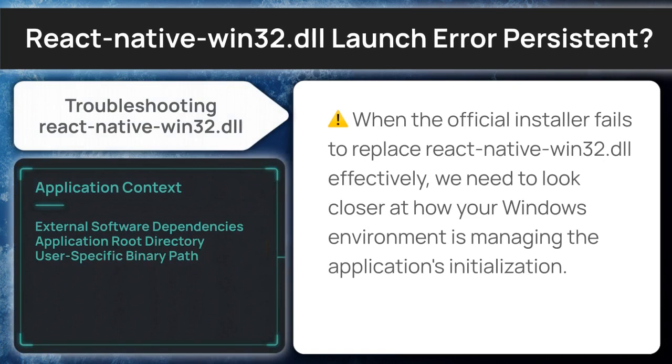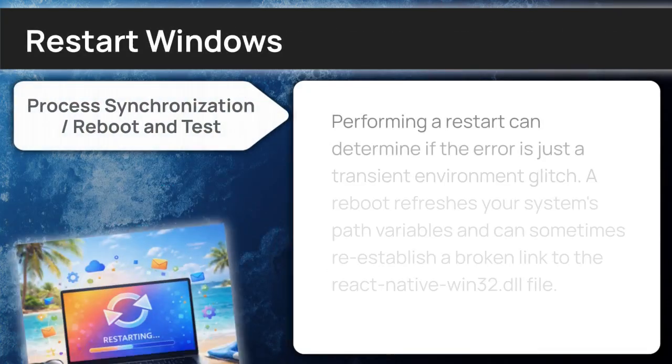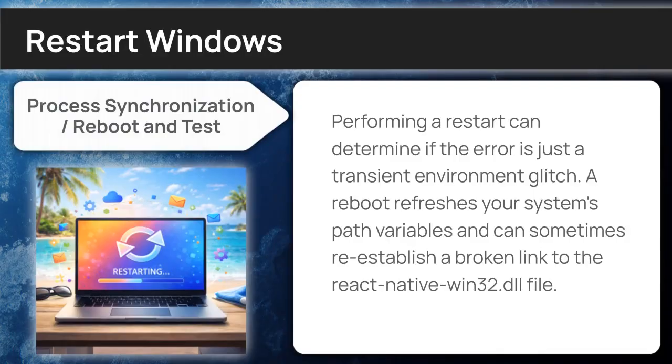If the error persists despite the new library files, we must verify if a simple synchronization conflict is preventing the file from loading. A quick system restart is a practical way to ensure that all shared libraries, including react-native-win32 library, are being loaded correctly into the current session's memory.